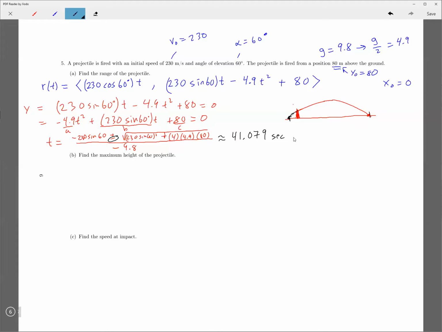Okay, so now what do we do? Then you put that in for your x coordinate. So you're going to put it into here: 230 cosine 60 degrees times 41.079. And that's going to give you 4720.51, which you're supposed to put in as 4721 for the range. So round it up to 4721.